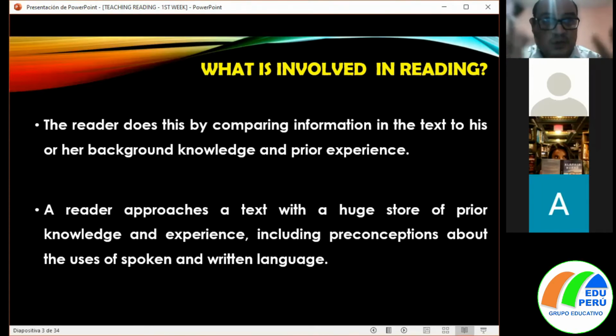Notice these two aspects when you read something, all right? You compare information related to your own knowledge, your background knowledge, or your prior experience with information that you can find in the text. And the second one is related to the language itself: the language that you speak as a native speaker and the language that you're going to find in the text that you're going to read. Notice here this kind of information that you're going to contrast or compare.